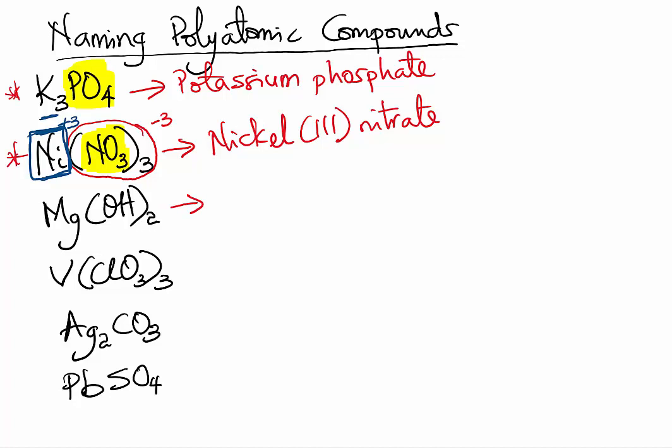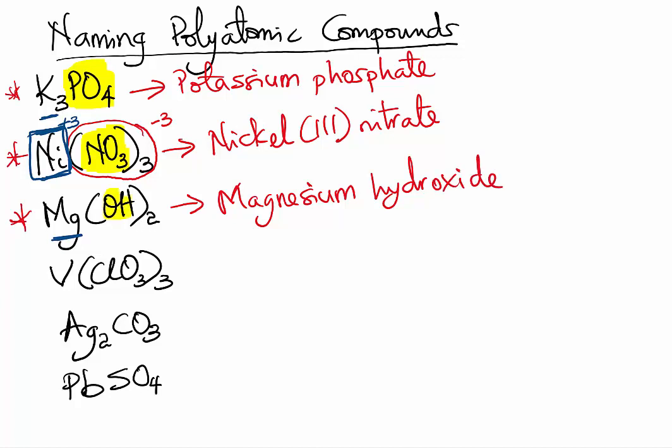Take a look at the first element in the compound. It is magnesium. Magnesium is from group 2A. It has a specific charge. Magnesium will always be +2. So we will simply name this as a type 1 compound, and that will be magnesium hydroxide, because the polyatomic ion is hydroxide. Let us move on to the next one.